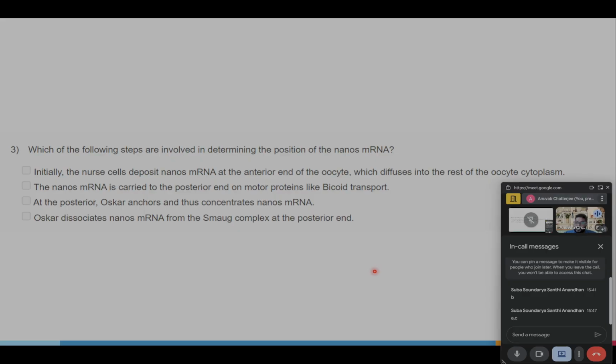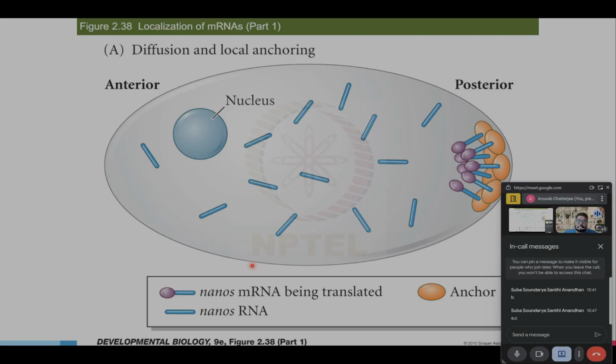Okay, so we got an answer, which is A and C. Initially, the nurse cells deposit nanos mRNA at the anterior end of the oocyte, which diffuses into the rest of the oocyte cytoplasm, and C, at the posterior, Oskar anchors and thus concentrates the nanos mRNA. Both are true, but let us look at it.